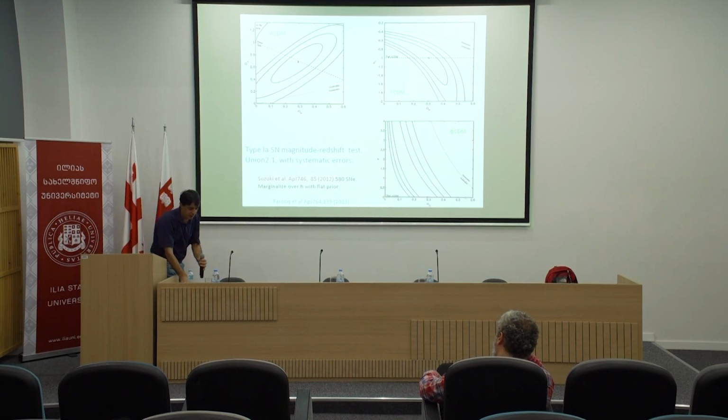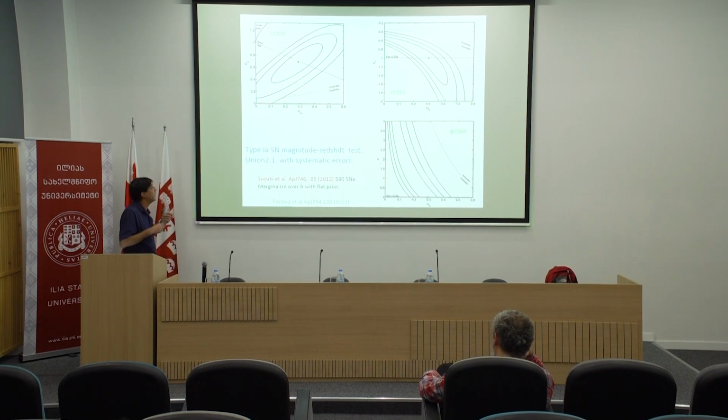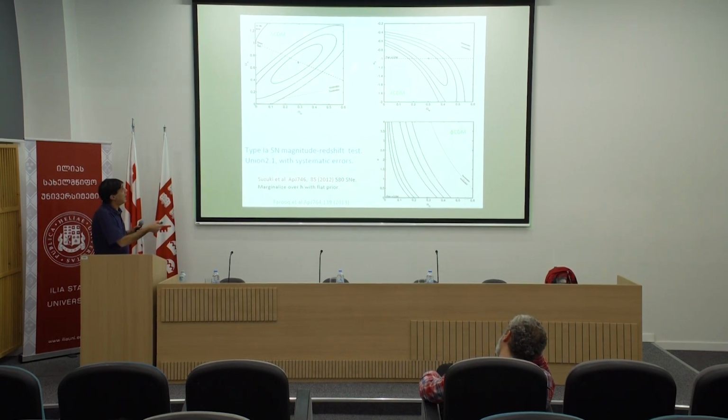So I'll just show you a lot of plots like this, and maybe I'll just do this for some of these models, and then we can have questions. So I'll show you the three models. This is going to be the lambda CDM model, this is going to be the X CDM model, this is going to be the phi CDM model.